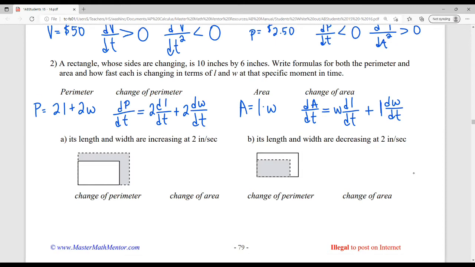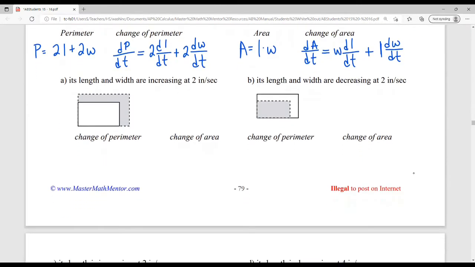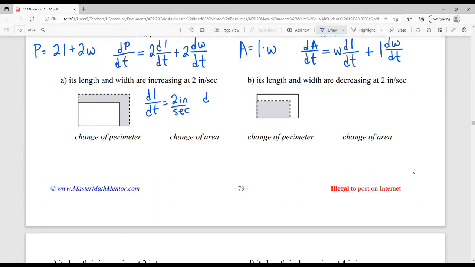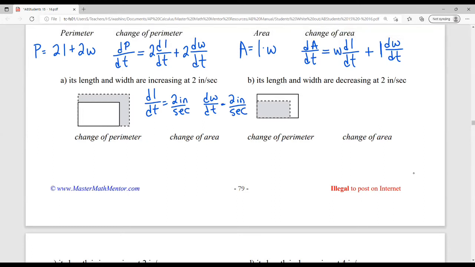All right, part A. They give us some information. They say its length and width are increasing at 2 inches per second. So what do we know? In this case, we know that dL/dt is equal to 2 inches per second. And we also know that dW/dt is equal to 2 inches per second. So we can plug that into our formula up here, this one right here, to figure out how the perimeter is changing. So we're actually solving for dP/dt.